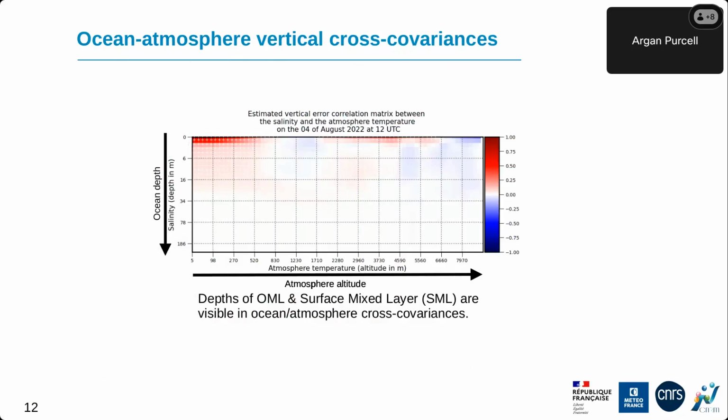What we can see on this example is the limit under which we no longer have any significant covariances, and this limit is actually the thermocline, which separates the ocean mixed layer and the deep ocean. And on this figure with all the covariances with salinity, we can also see the surface mixed layer and its depth, as the salinity mostly evolves in the surface mixed layer.